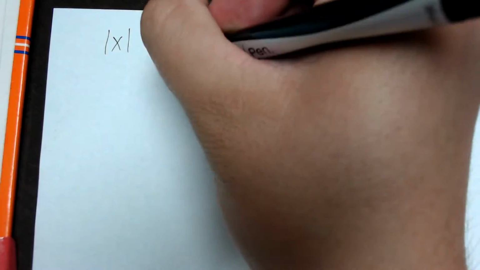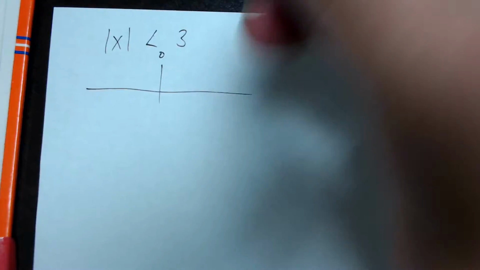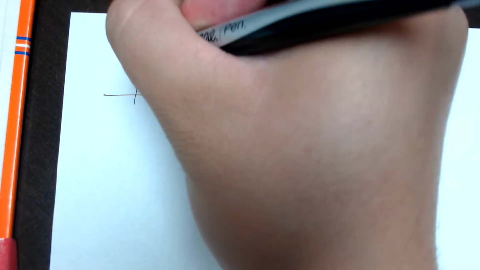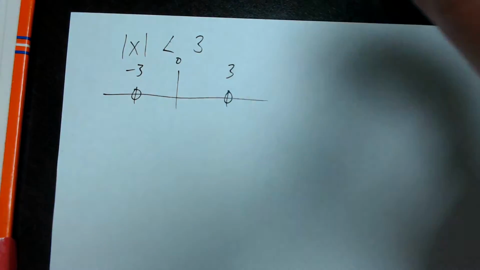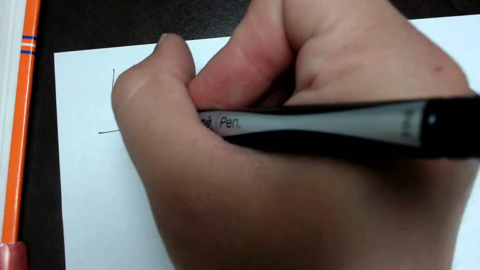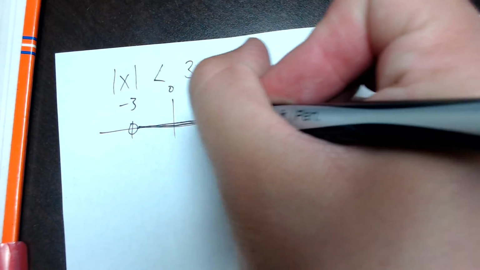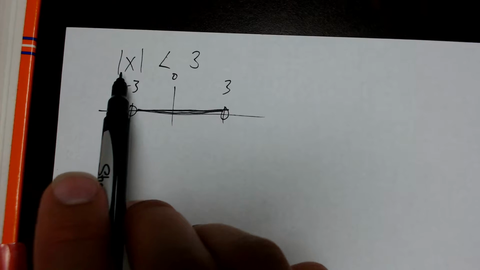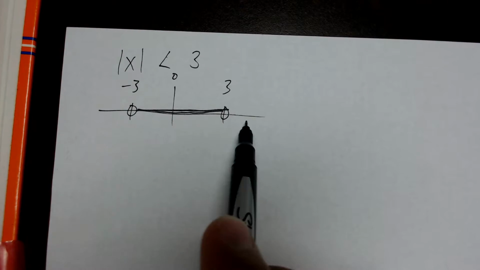So when we graph this, we're going to go ahead and go to 3, and then we're also going to go to negative 3. Right? And then since it's not equal to, those are going to be open dots at each of those, and we're going to connect them in the middle. All right? So the graph of an absolute value that's less than a number is a conjunction. It connects in the middle.